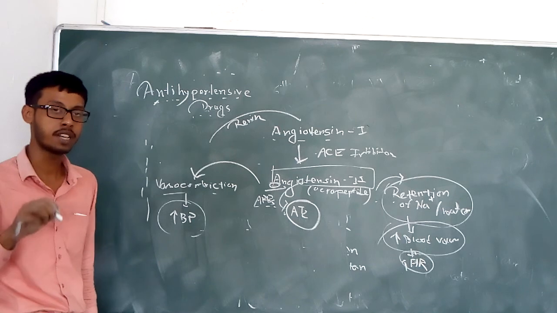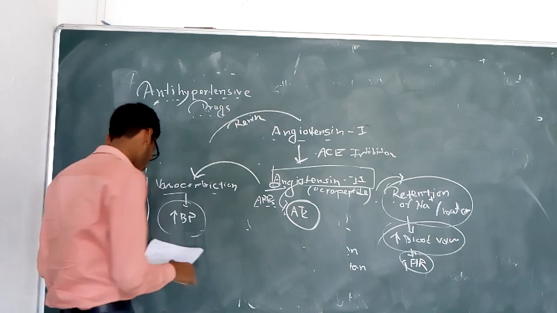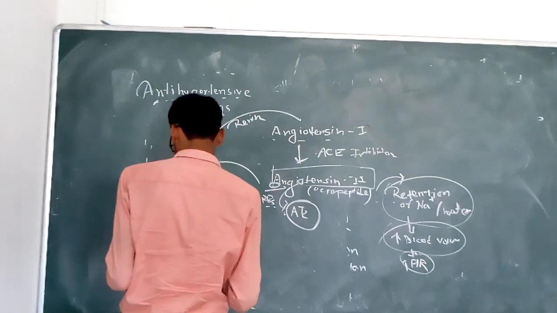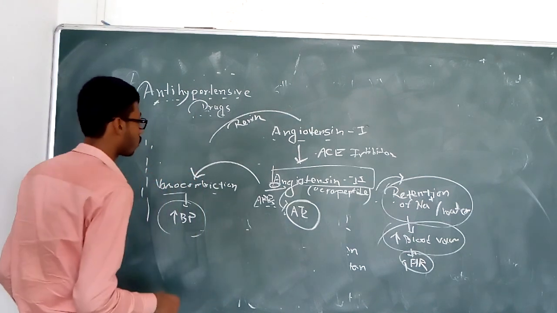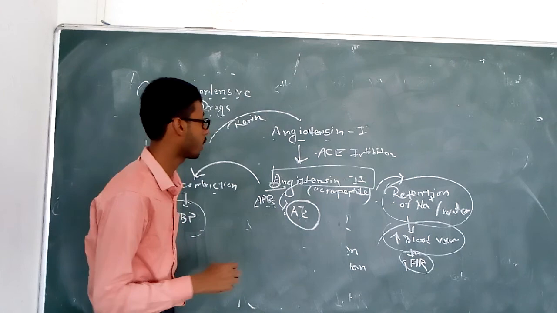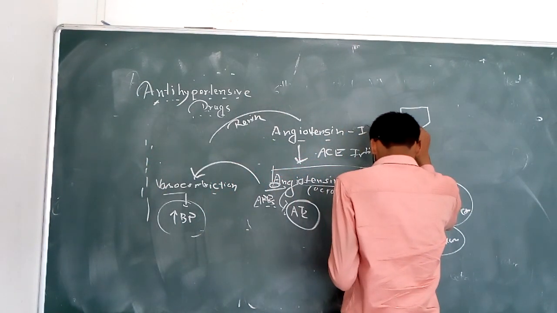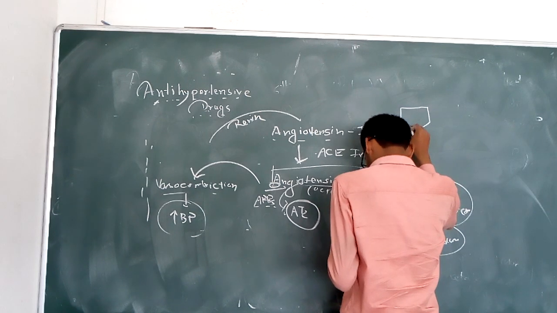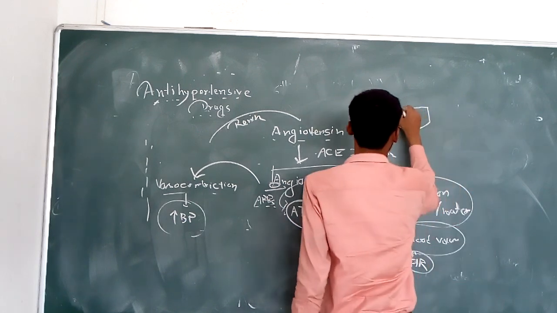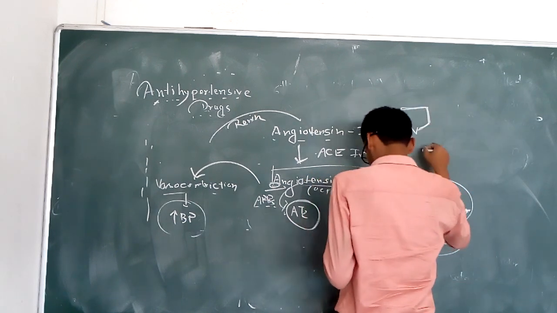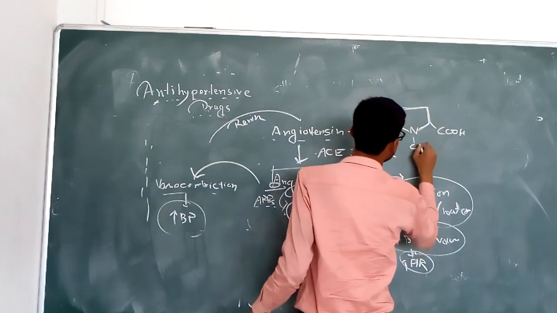Drugs ending with pril, like captopril and enalapril, are ACE inhibitors, and another group is the drugs ending with sartan, like losartan. Now let us look at one drug. Captopril contains a mercapto group and a pyrrolidine moiety, with a COOH group at the 2 position.